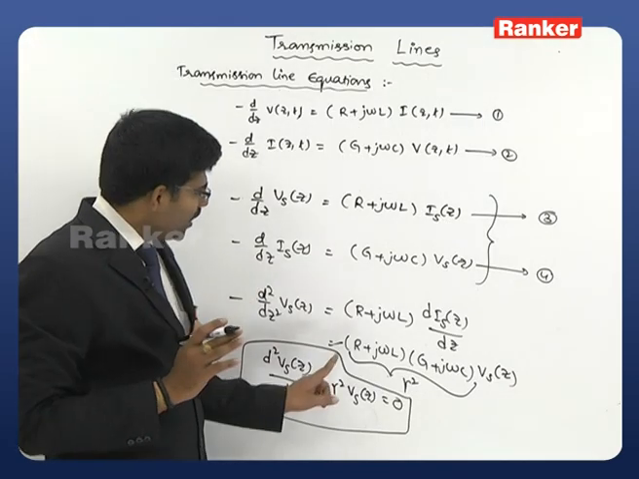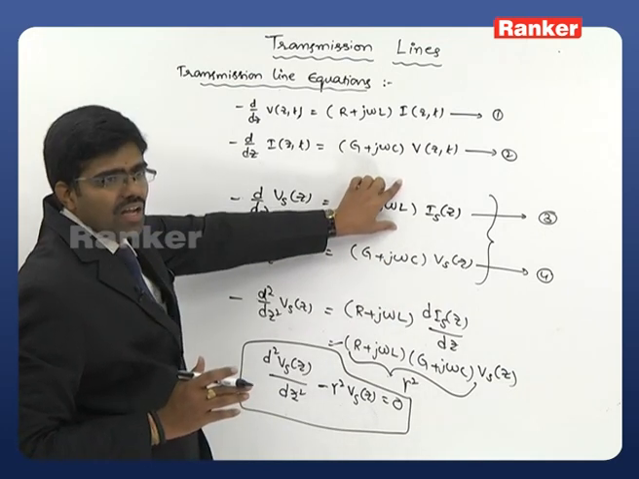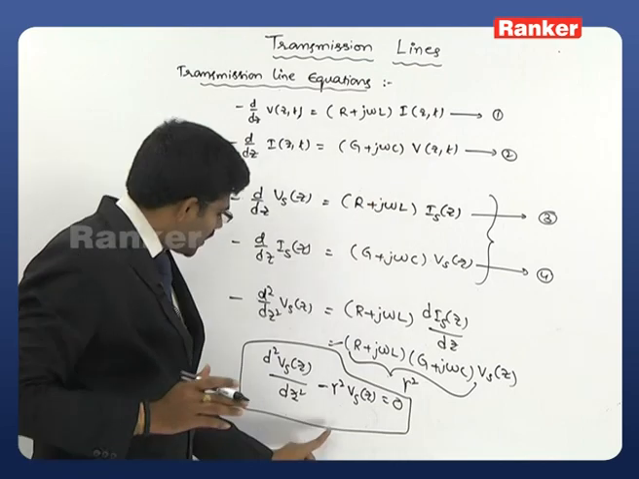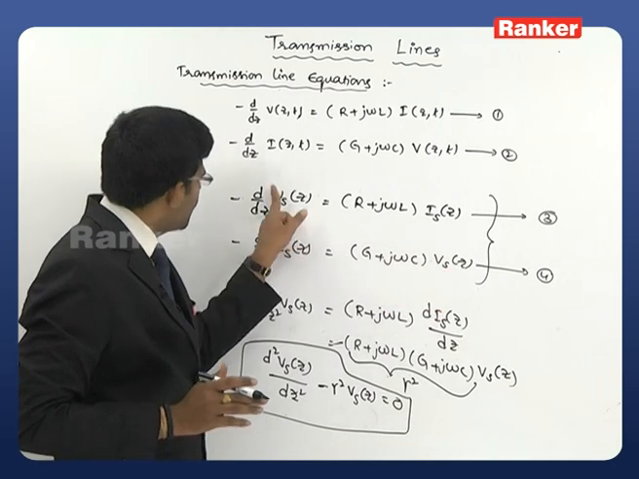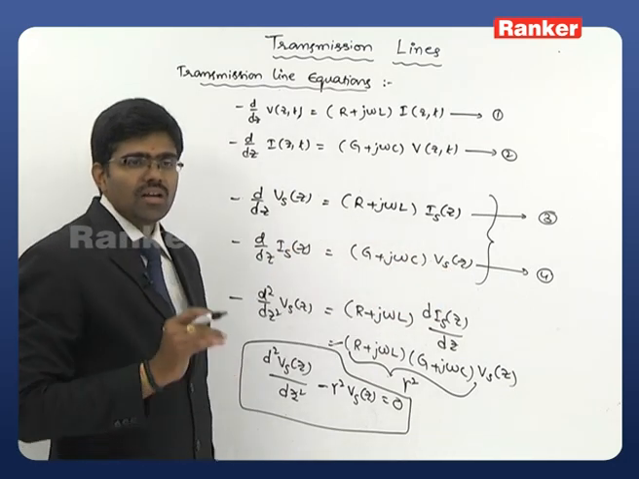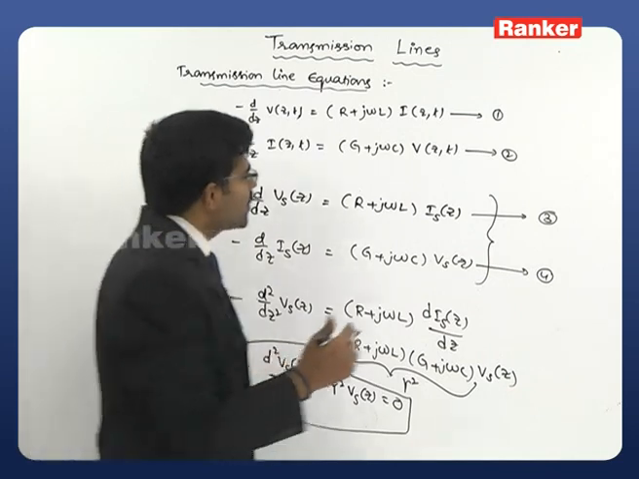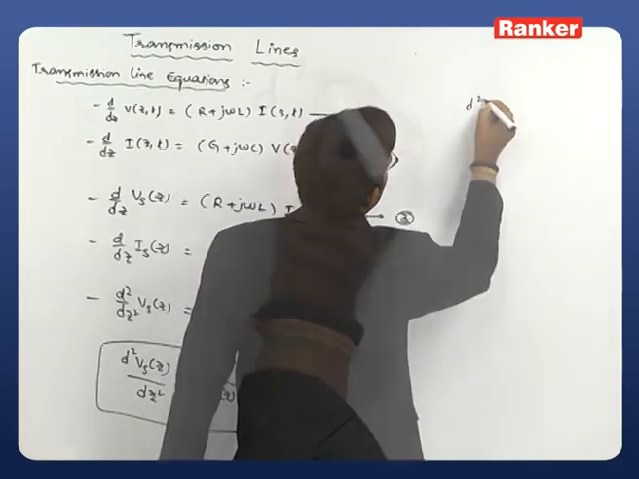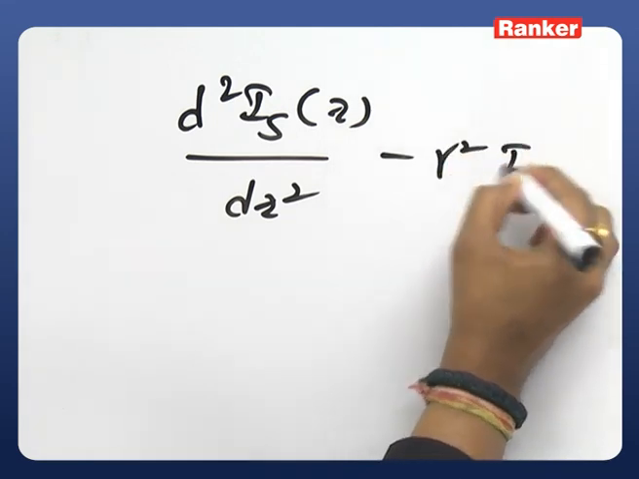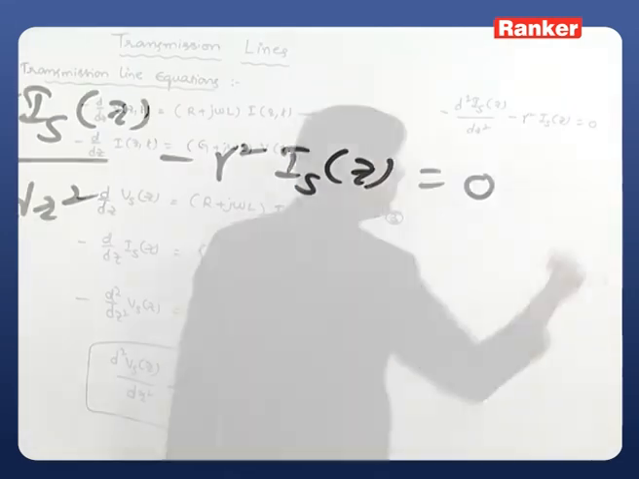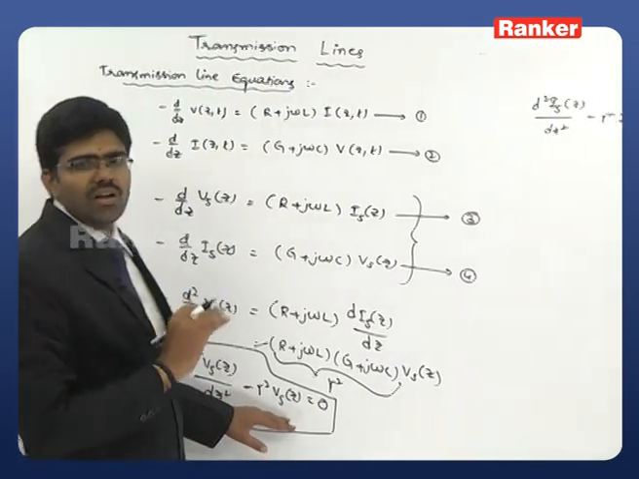Nothing more than that. Similarly, for the analysis of equation 4, we took equation 3 and differentiated it again and got this equation. Now, take equation 4, differentiate it again, substitute dVs(z)/dz here and solve, and interestingly, you get a similar equation in terms of current: d²Is(z)/dz² − γ²Is(z) = 0. You can verify that these two equations are similar in all aspects.